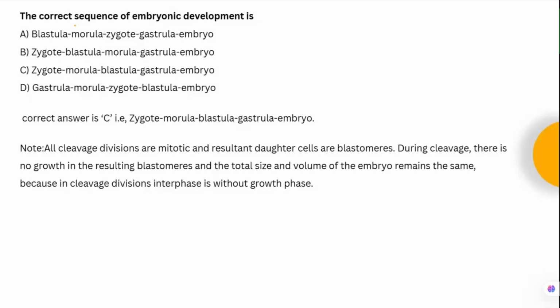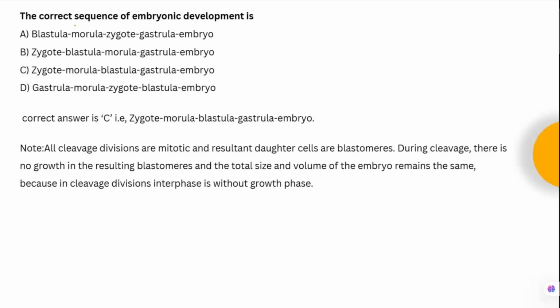The correct sequence of embryonic development is: blastula, morula, zygote, gastrula, embryo? Zygote, blastula, morula? No, this is wrong. Zygote, then morula, then blastula, then gastrulation, then embryo. Option C is correct. What generally happens is that two or three you can manage, but when they combine three or four options together, we may get jumbled about which stage happens when. So knowledge of the correct sequence is how they are actually testing in the examination. The answer is zygote, morula, blastula, gastrula, then embryo.